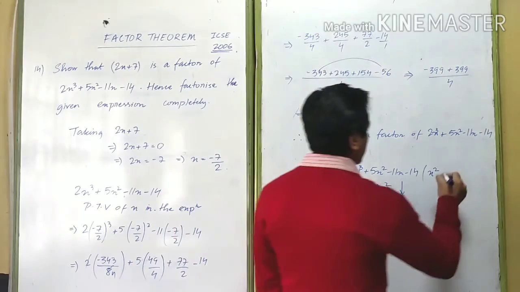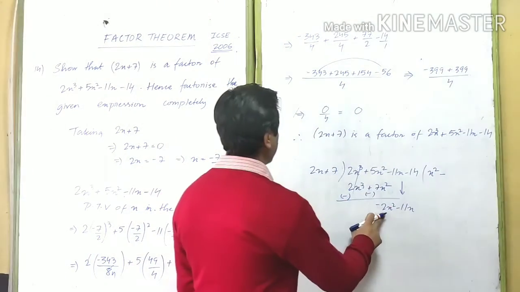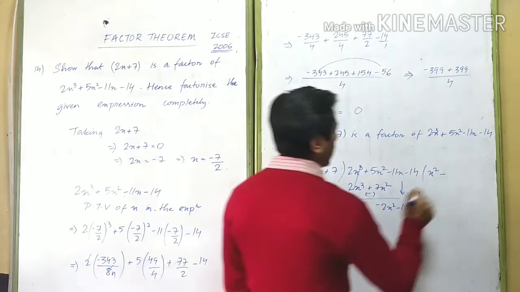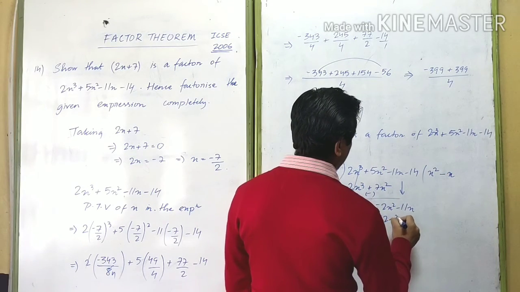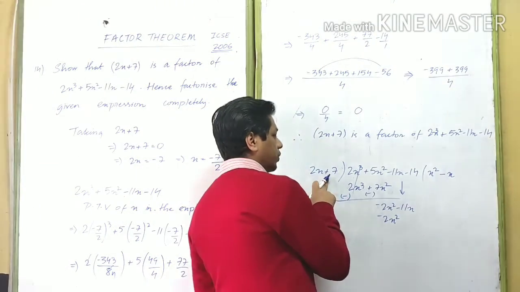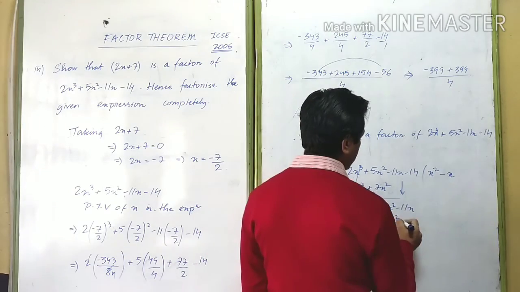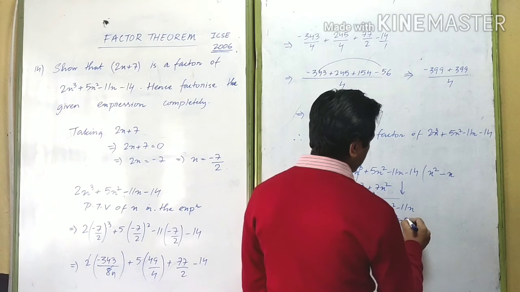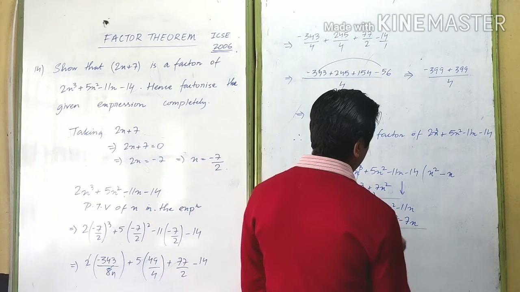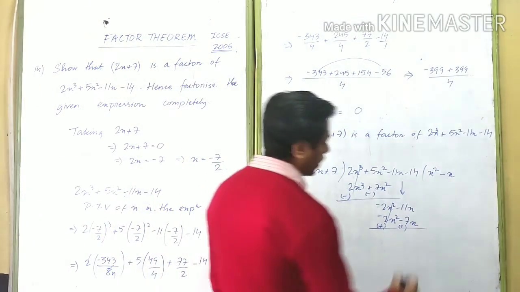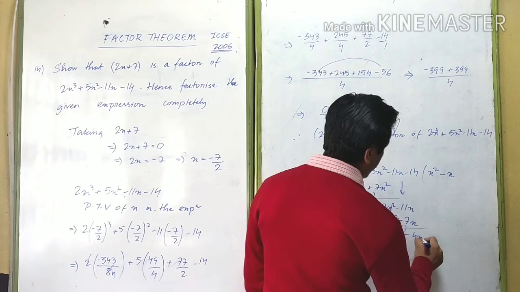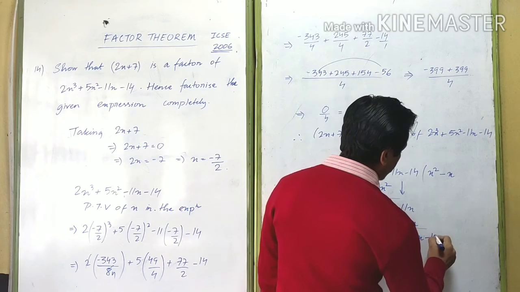Okay. So minus, to get minus I will multiply with minus x times. So this gives me minus 2x square. Again I will multiply with the second term of the binomial. Plus into minus gives me minus. 7 into x gives me 7x. I will change the sign again. 2x square minus 2x square gets cancelled. I'm left over with minus 4x minus 14.